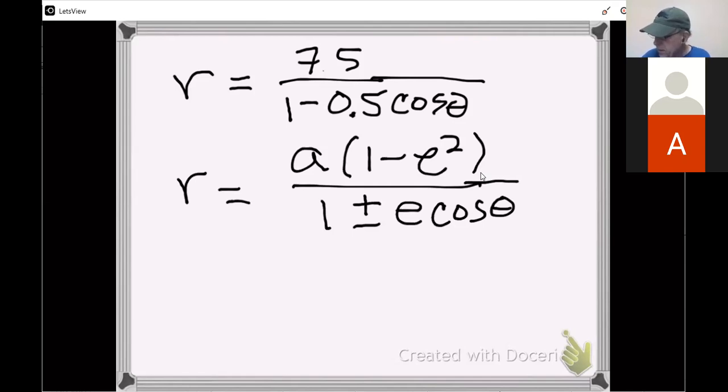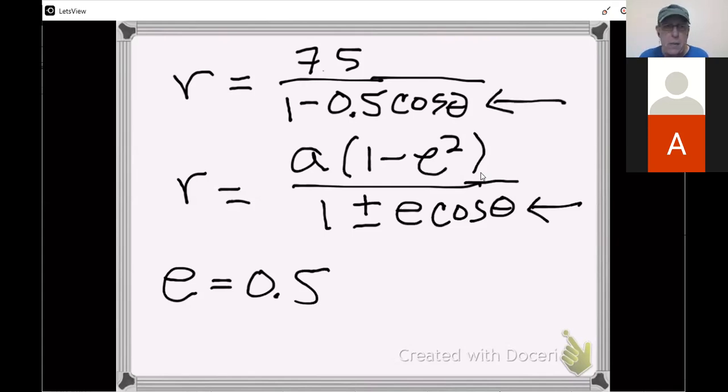Now, there's a couple of things here that I want you to see. Just by comparing the two equations, I think you can see that e is equal to 0.5, right? If you look at the denominator of this fraction and the denominator of this fraction and compare them, the number in front of the cosine in the top one is 0.5, and in the bottom one it's e. So that means e has to be equal to 0.5, right? You guys got that?